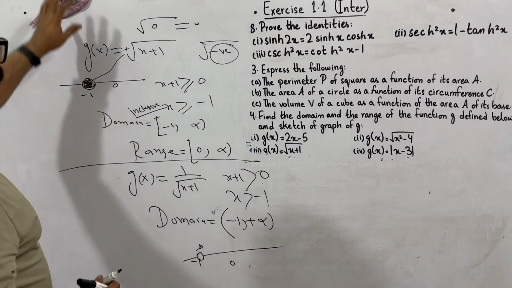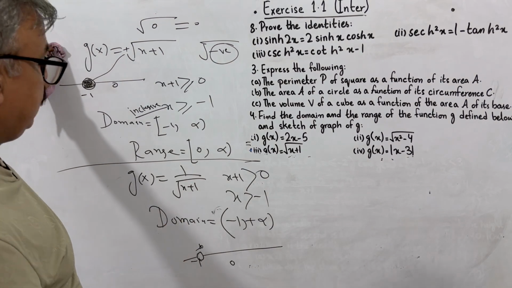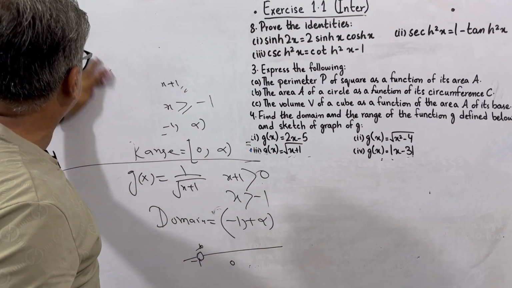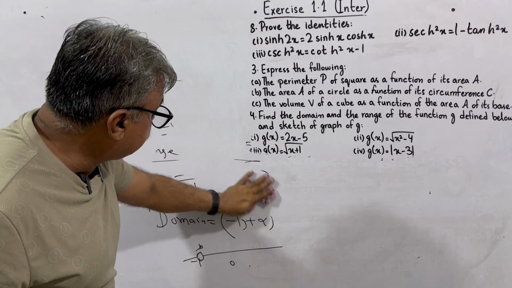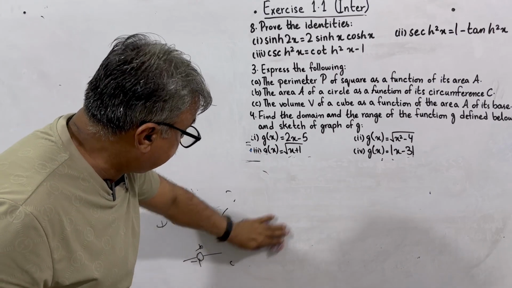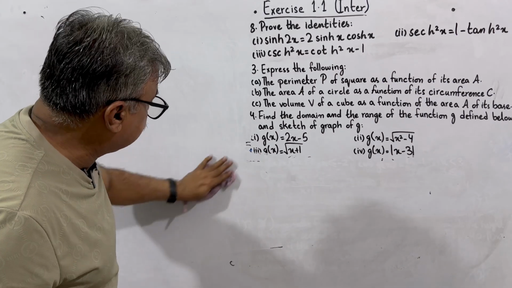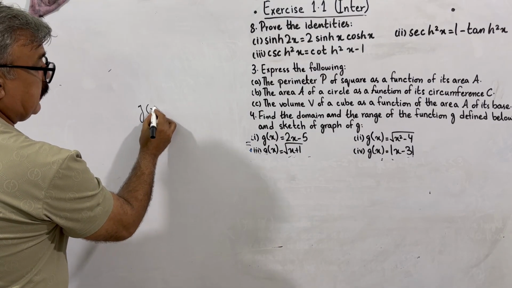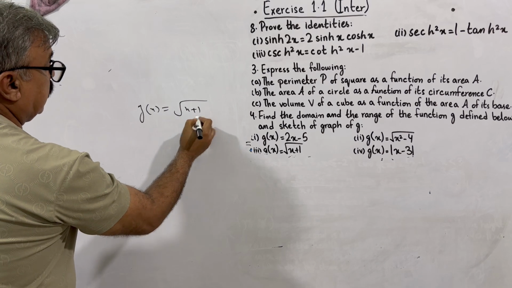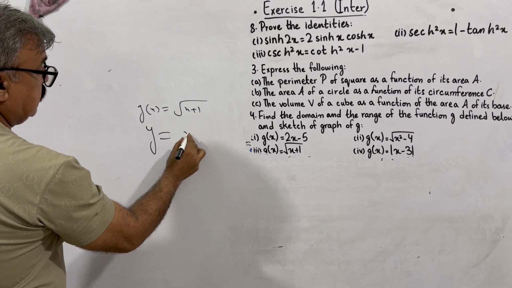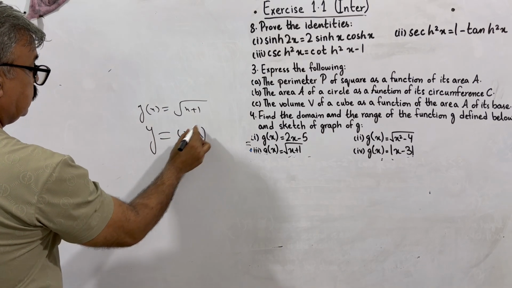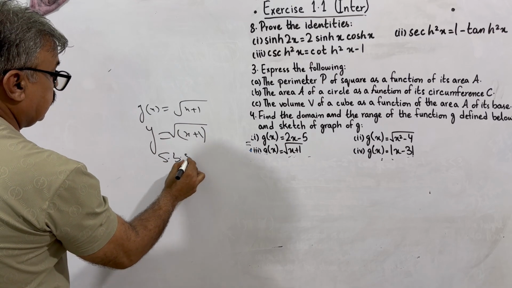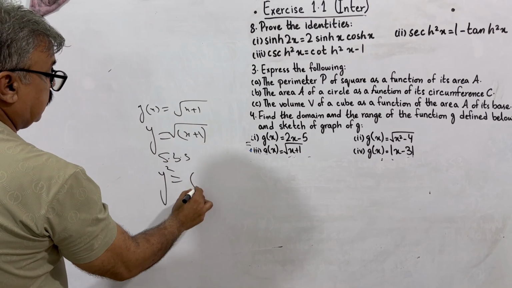Or what about the graph of this one? To guess its graph, it's really very easy. But after doing some algebra and geometry, you are in a position to make a good guess about this. Look at this, g of x is equal to root of x plus 1. We are familiar, g of x means y is equal to root of x plus 1. Squaring both sides, I have y square is equal to x plus 1.